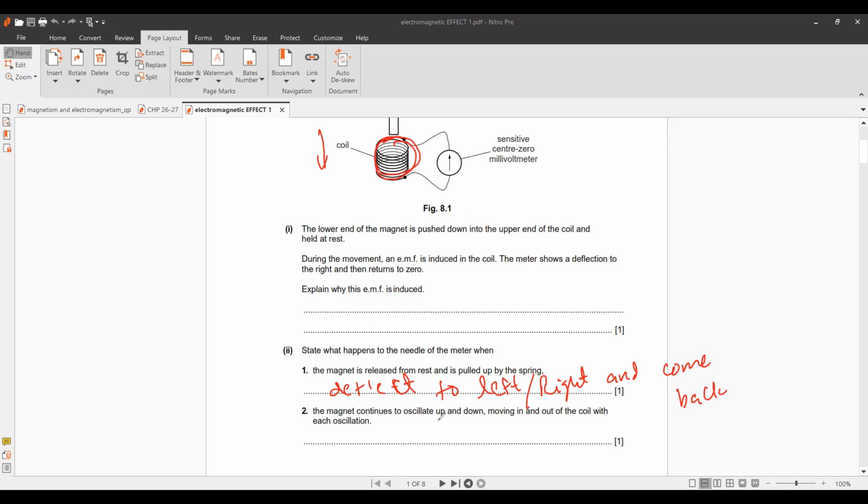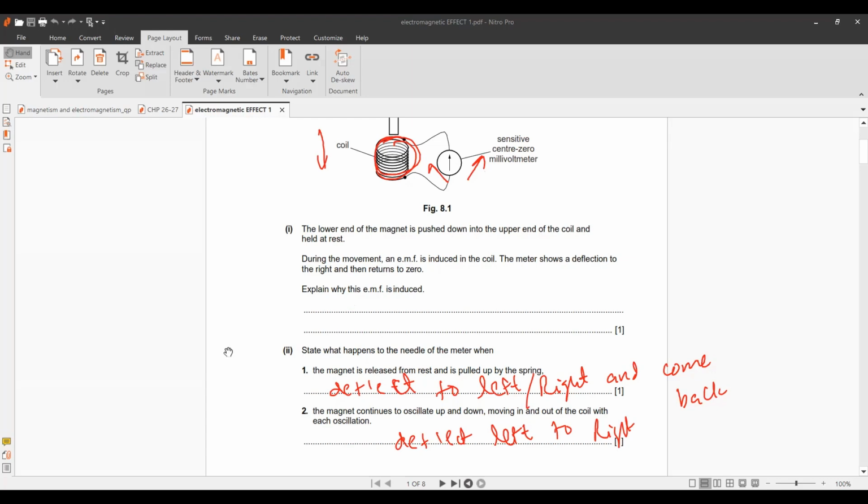The magnet continues to oscillate up and down, moving in and out of the coil with the oscillation. What will happen if the magnet is continuously moving up and down? The deflection of the meter will be left to right. Because when it's going down, the meter will deflect in one direction. When it's going up, the meter will deflect in the opposite direction. Because the change of magnetic field and the change of direction of the magnetic field will lead to the change of EMF induced, a change of direction of EMF induced. So the needle will oscillate back and forth.